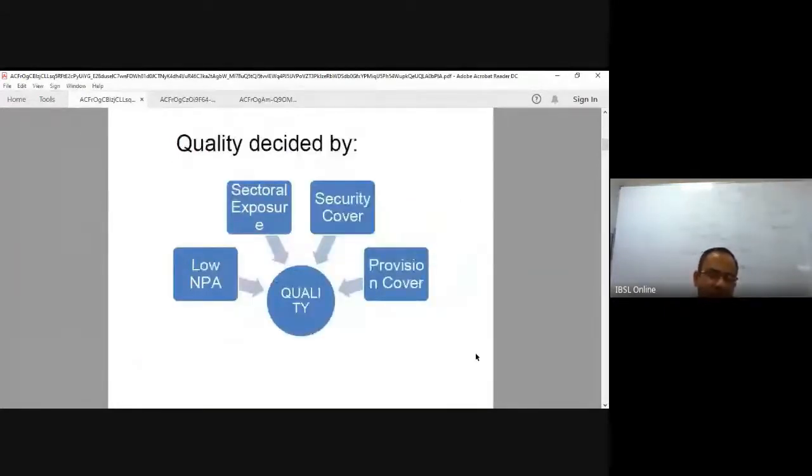So the quality is decided. How will you say it's very good quality? Their loan portfolio quality is very high. A few of them have NPA very low, right? But look at the sectoral exposure. If somebody has 50% exposure to condominium properties, that's not a good portfolio. You can't expose half of your portfolio to condominium properties, because it has its own risk parameters.